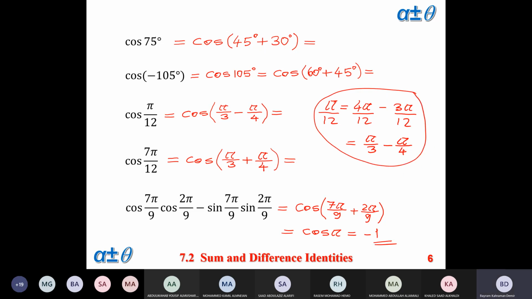Well, how about cosine of 7 pi over 9, cosine of 2 pi over 9 minus sine 7 pi over 9, sine 2 pi over 9? Well, it is a cosine formula, of course. Cosine, cosine, minus sine, sine. That's a cosine of A plus B formula, right? A plus B, because there is a minus here. So 7 pi over 9 plus 2 pi over 9 is pi, of course. So cosine of pi is negative 1. Right.